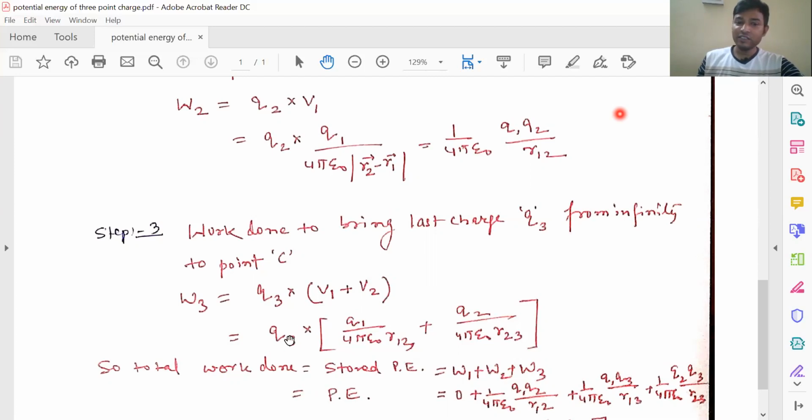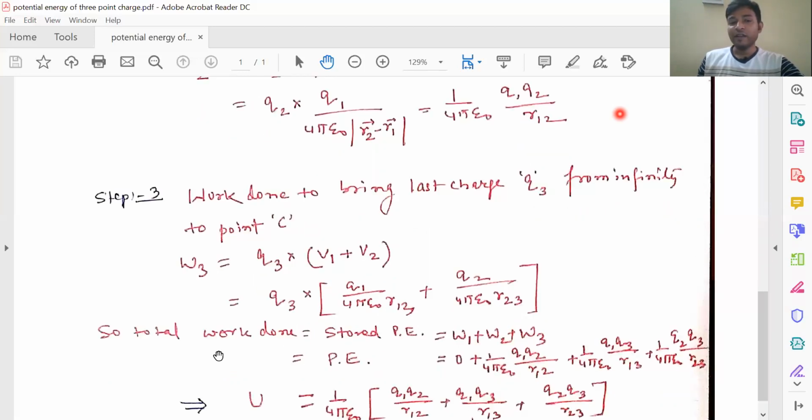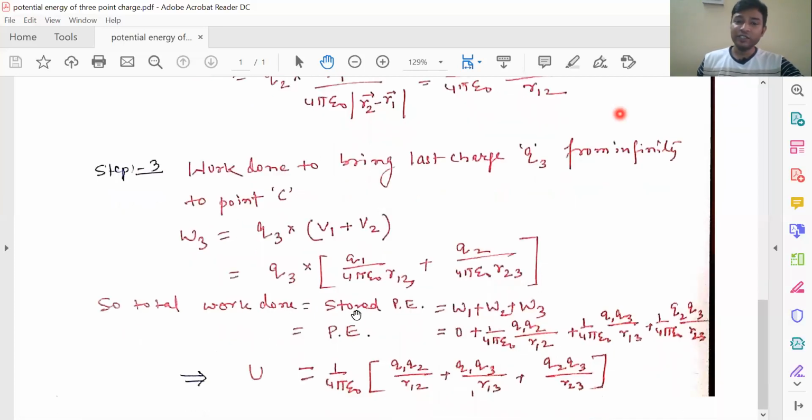Now again this is the third charge. What will happen if I add all these works? These works will be stored as the potential energy of the system, because we have only 3-point charges. So the total work done is equal to the stored potential energy, and it is found by just adding W1 plus W2 plus W3. Here W1 is 0. Now W2 is this one, and W3 is, see here.